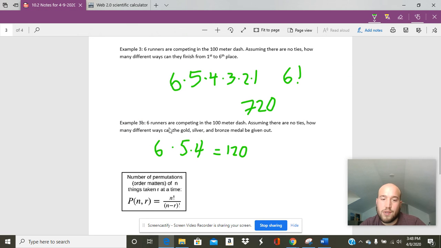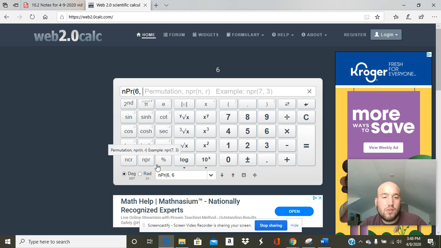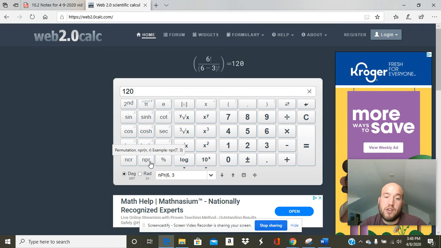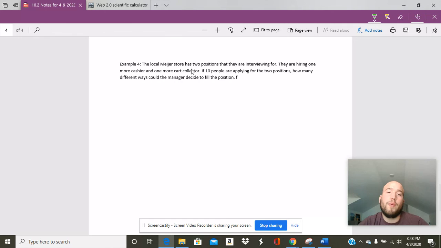Okay, so now for this next one. 6 runners, except instead of 6 choose 6, it's now 6 choose 3. We only care about 3 places. Okay, so 6 choose 3. We go here, we clear it, and we do 6 choose 3, and we hit equals, and we get 120. So the same answer we had before. I think that using this permutation button right here, now you can only use that button if there is no repetition.